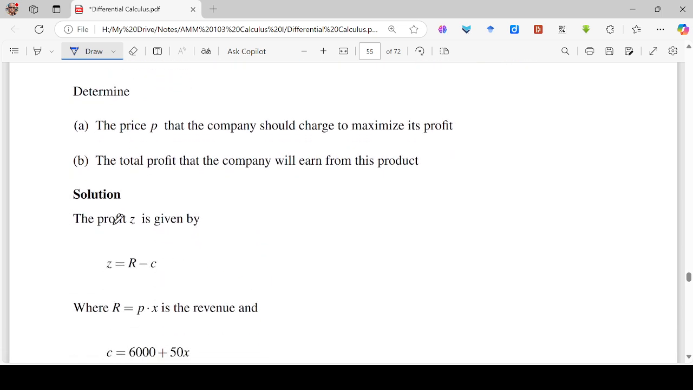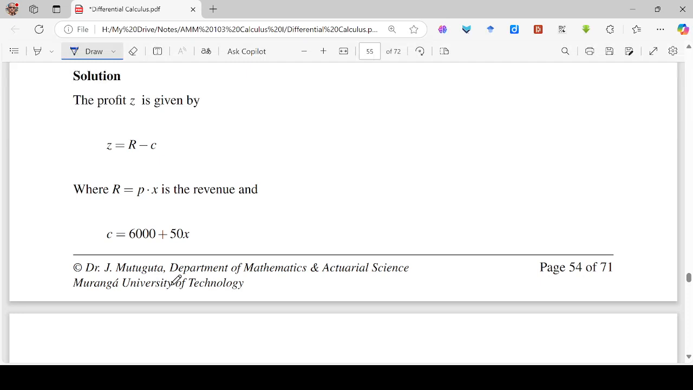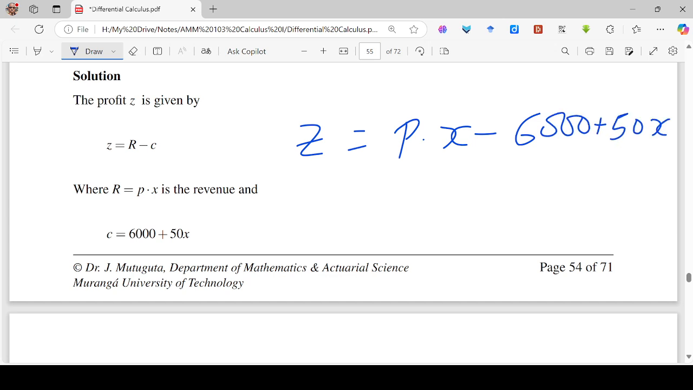So again, the profit is given by revenue minus cost, where revenue is P times x, where P is the price. So we can write, in this case, Z = P times x - (6,000 + 50x). This is the profit function.